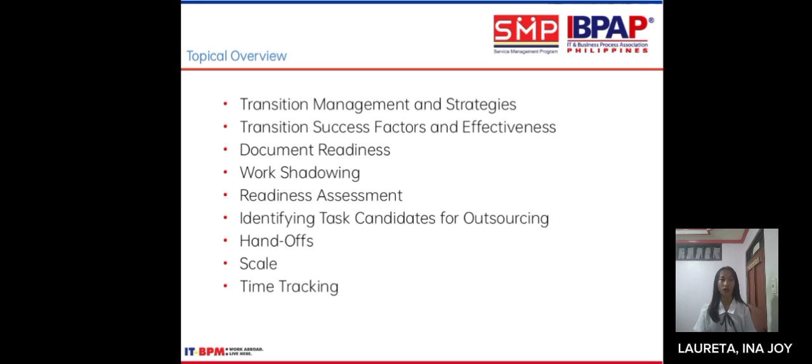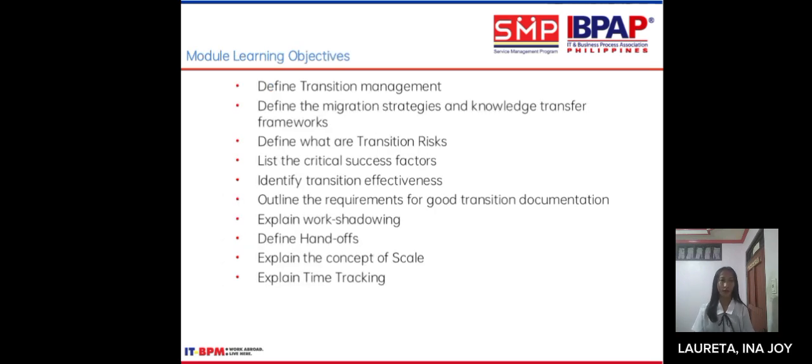So we also have the module learning objectives. Number 1, to define transition management. Number 2, define the migration strategies and knowledge transfer frameworks. Number 3, define what transition risks are. Number 4, list the critical success factors. Number 5, identify transition effectiveness. Number 6, outline requirements for good transition documentation. Number 7, explain work shadowing. Number 8, define handoffs. Number 9, the concept of scale. And number 10, explain time tracking.